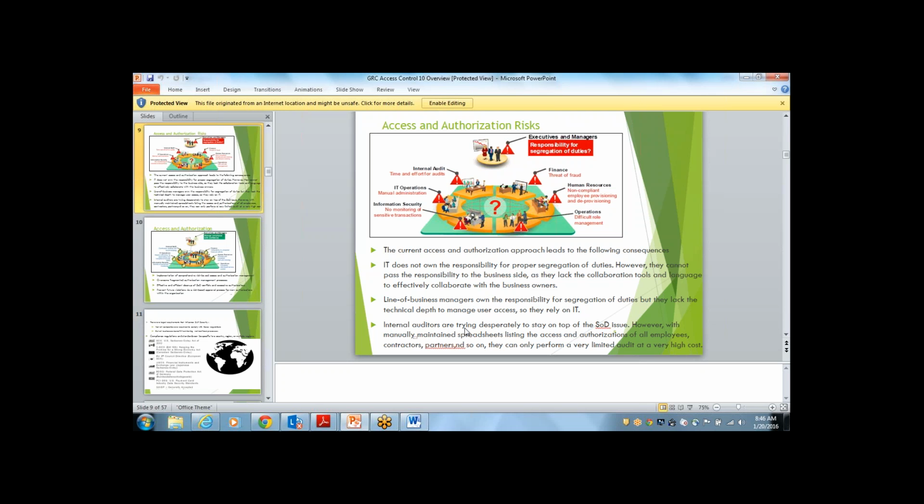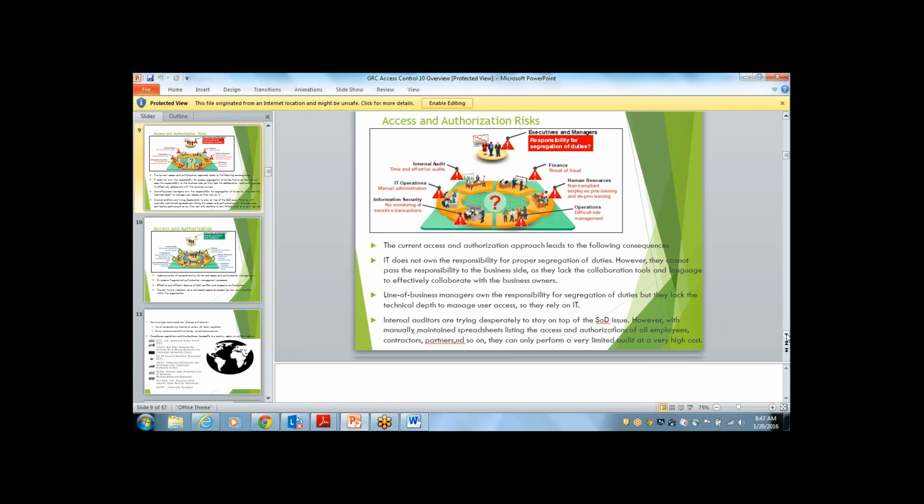So internal auditors are trying desperately to stay on top of a SOD issue. However, with manually maintained spreadsheets listing the access authorizations of all employees, contractors, partners, and so on, they can only perform a very limited audit at a very high cost. That's the reason we need a solution. So that is this solution.